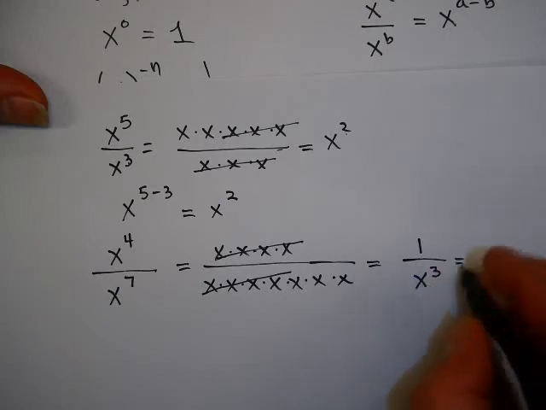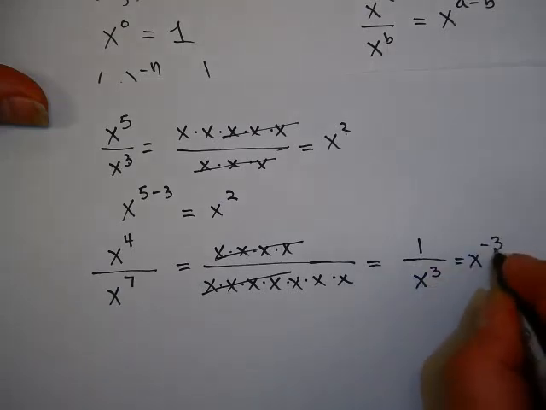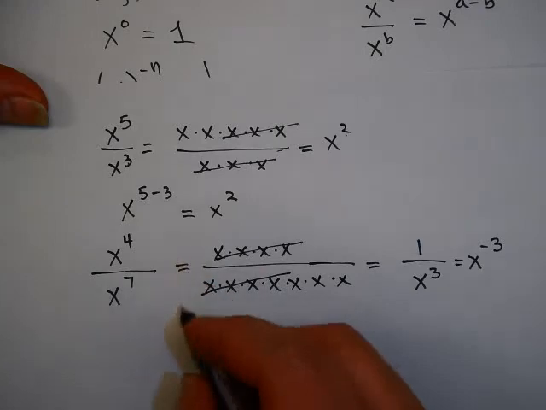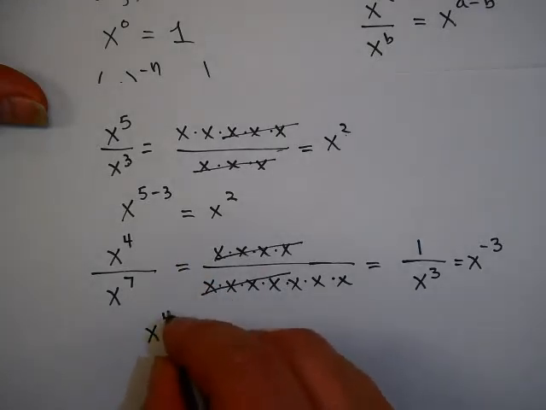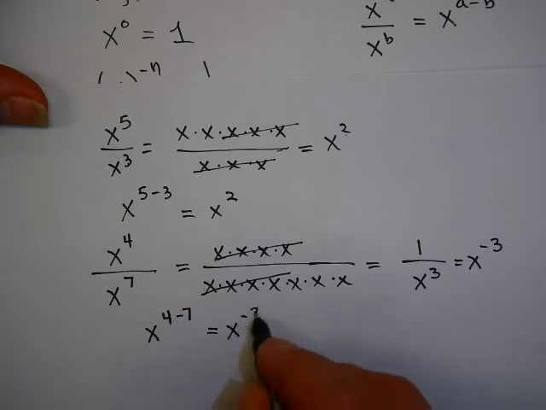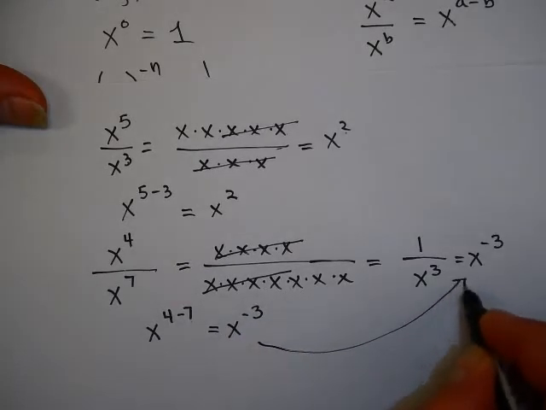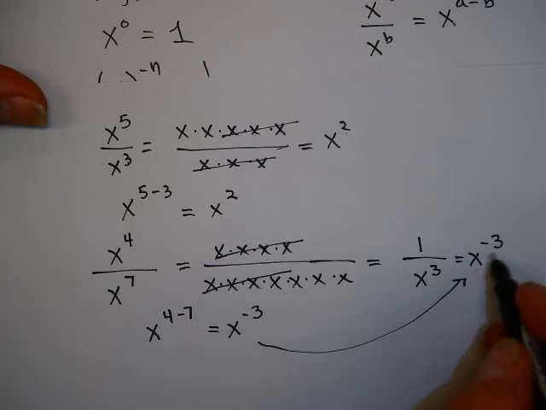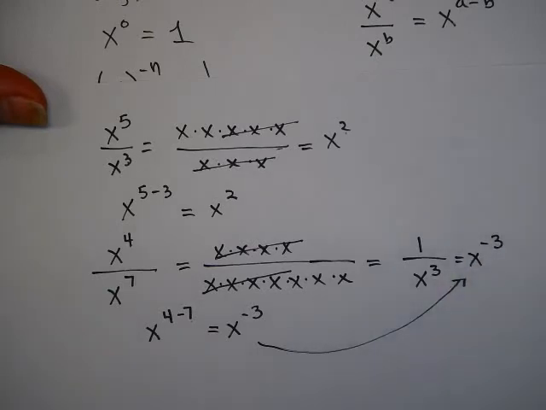Now another way to write 1 over x cubed is x to the minus 3. So you can see that x to the 4 minus 7 is minus 3, which is the same as this. Now we don't normally write it with a negative exponent. We usually write it this way.